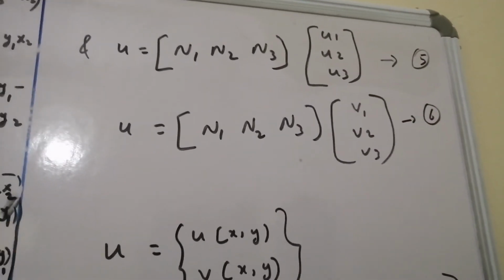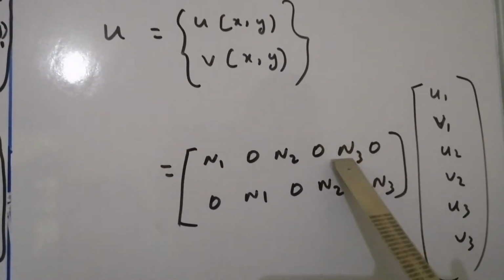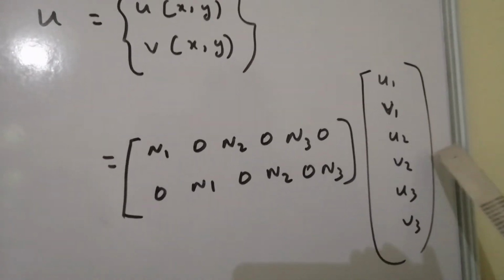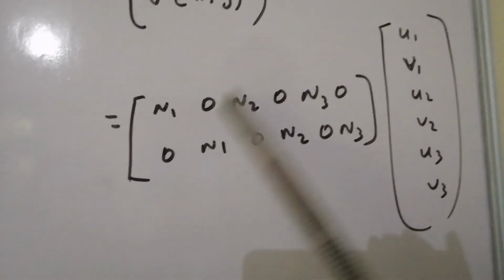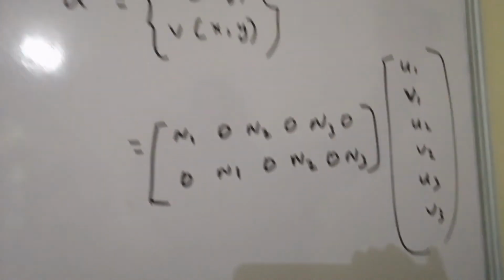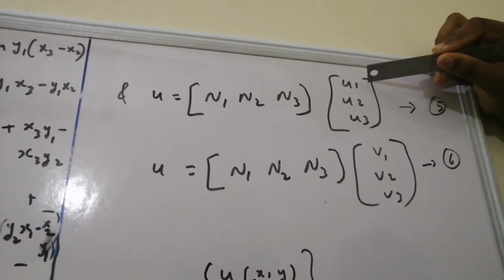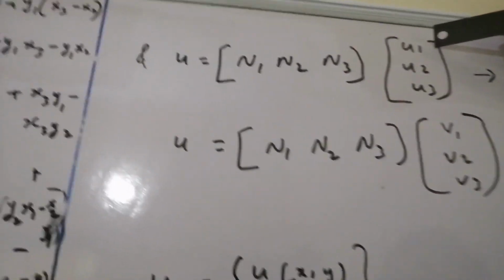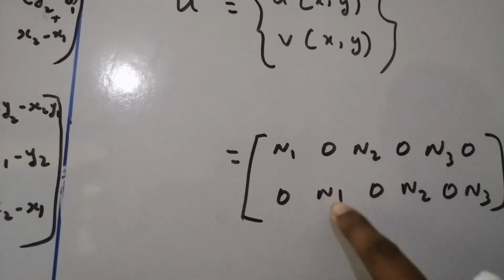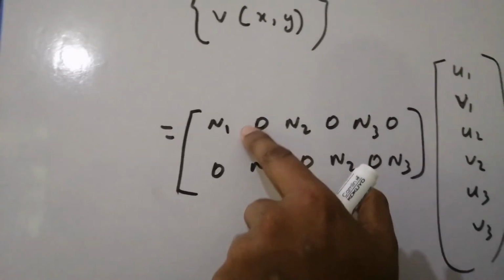While combining these two, we can write u equals [N1 0 N2 0 N3 0; 0 N1 0 N2 0 N3] times [u1 v1 u2 v2 u3 v3]. The 0 is coming in here because we know that the displacement function, that is the u term, won't go in the v term, that is, u means horizontal direction and v means vertical direction. So that is why the 0 comes, because the shape function N1 is in here for v, and for u there won't be any shape function.